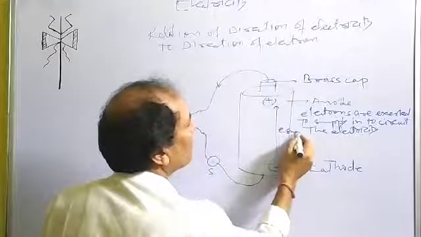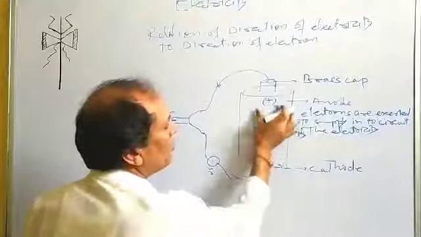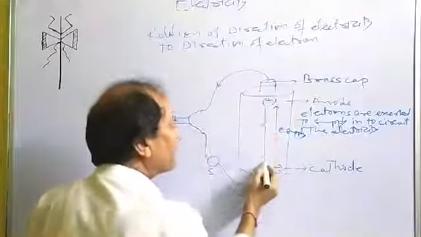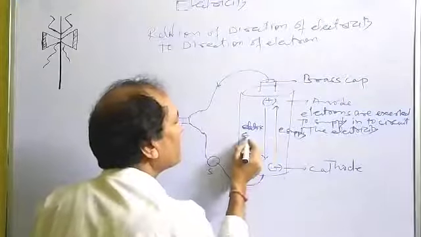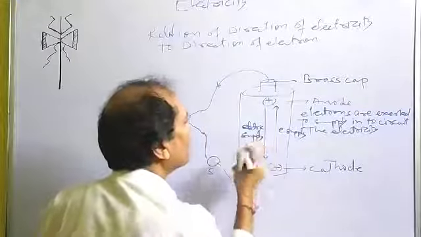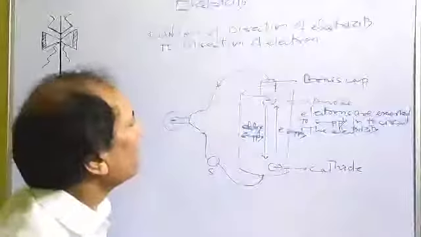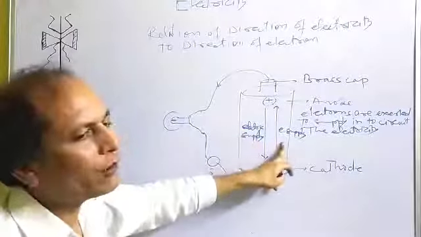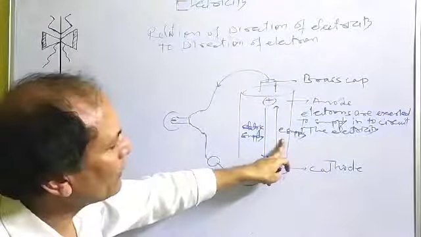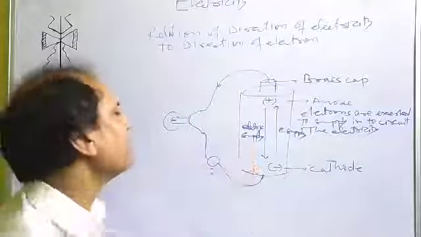Electron supply is from cathode to anode, and electric supply is from anode to cathode. So we can say that the direction of electricity is opposite to the direction of electron, or the direction of electron supply is opposite to the direction of electricity.